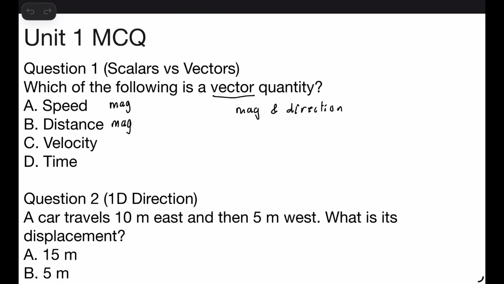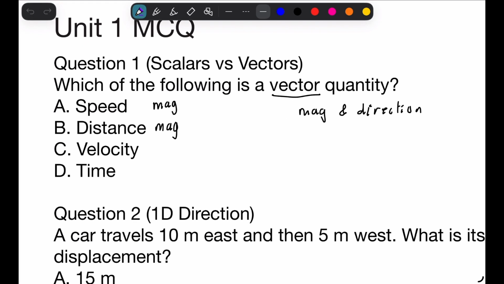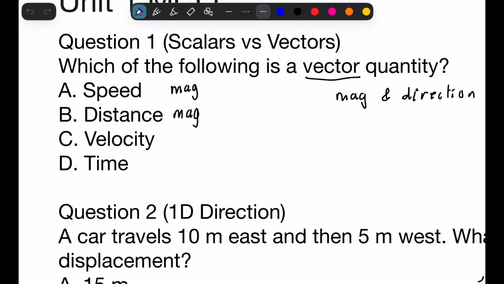In this video, we're going to be doing a Unit 1 MCQ for AP Physics 1. So question 1, scalars versus vectors. Which of the following is a vector quantity? So a vector quantity is something that has both magnitude and direction. So let's look at our choices and see which one matches.